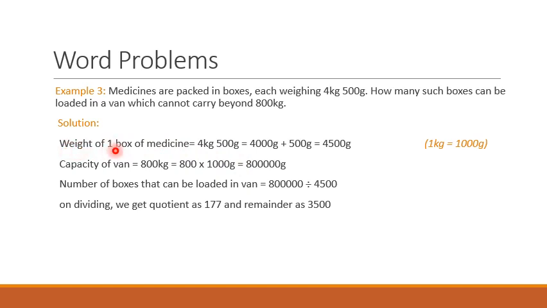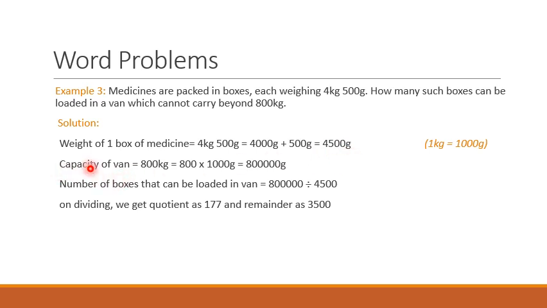So weight of one box of medicine is equal to 4 kg 500 grams. So here again we have two separate units, so we convert it into a single unit, that is into grams. So 4 kg will be equal to 4 multiplied by 1000, that is 4000 grams plus 500 grams. So total it will be equal to 4500 grams.